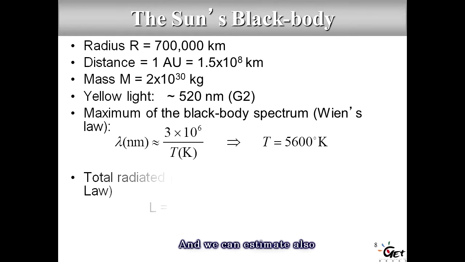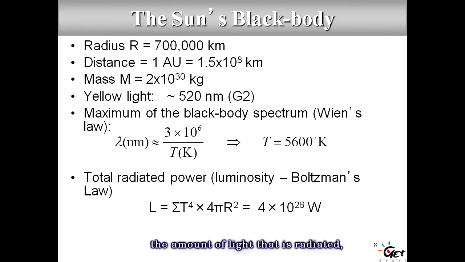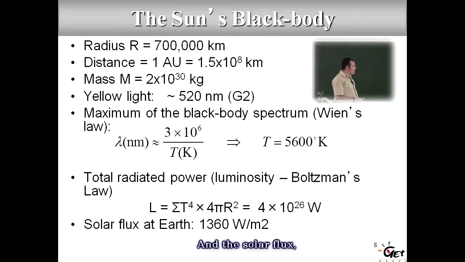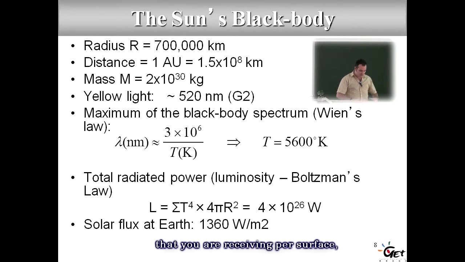And we can estimate also the amount of light that is radiated, so the total radiated power, according to the Stefan-Boltzmann law, because now we know the temperature, and it gives us something like 4 times 10 to the 26 watts. So your light bulb typically is 100 watts. Okay, so you see it's a very bright light bulb. And the solar flux, that means the amount of light that you're receiving per surface on the Earth. So you take 1 square meter and you count how much light we get within 1 square meter. It's something like 1.3 kilowatts.